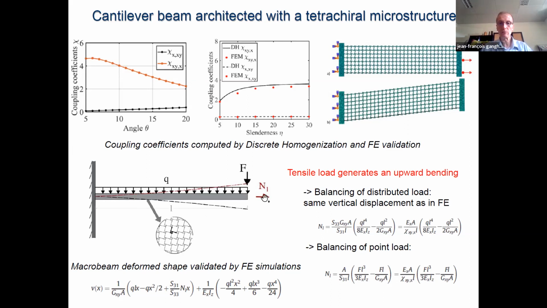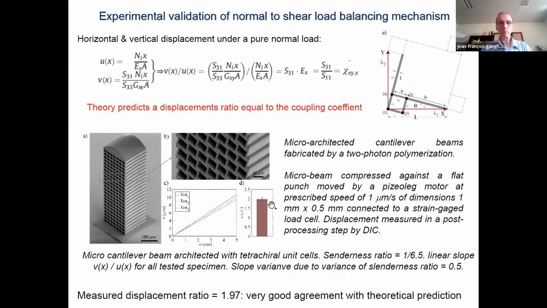So the goal is to actually apply a normal traction, a pretension that would exactly compensate for the negative bending effects of the weight, the self-weight of this structure. So confident with the validation by finite element, we can use our homogenized prediction for this coupling moduli and then compute the ratio of the vertical to horizontal displacement.